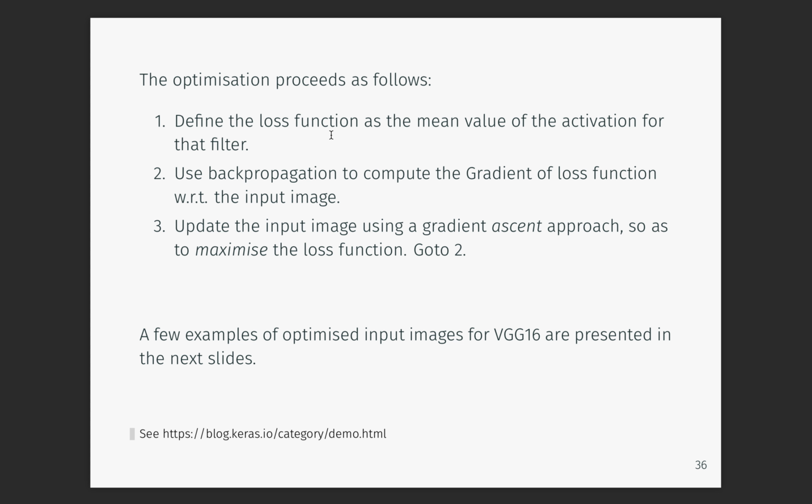The way we do that is actually quite simple, and we already have the toolkit to do this. We define a loss function, something we want to optimize, and this loss function is basically the mean value of the activation for that filter. We want to maximize the activation for that filter, so the loss function is just the average value for that filter.